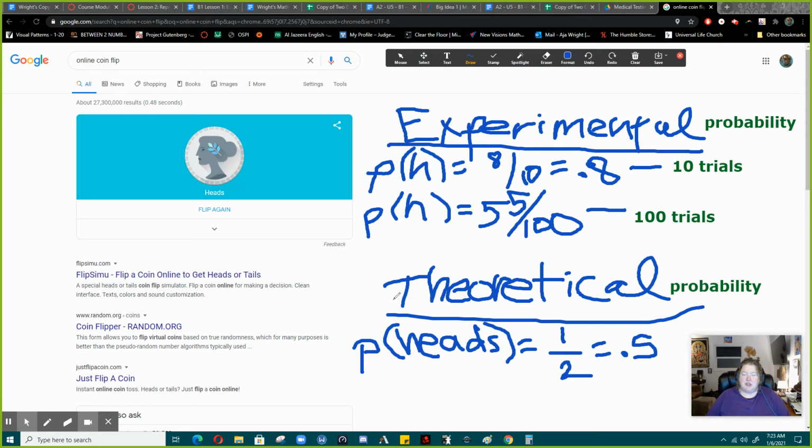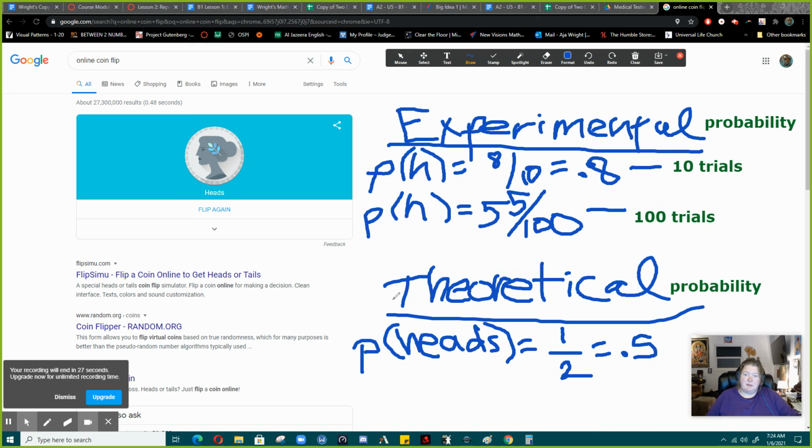So just to wrap it up, the difference between theoretical and experimental is that theoretical is what you think should happen based on even chances of your outcomes happening. So if you have two outcomes, you have a 50-50 chance. When you have a 6-sided dice, any one side coming up is a 1 out of 6 chance, right? So that's your theoretical.